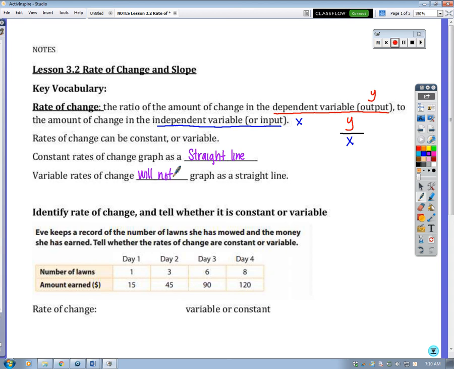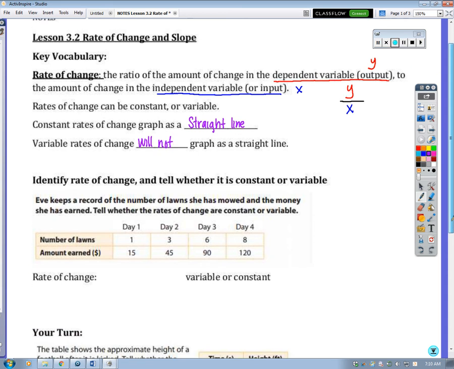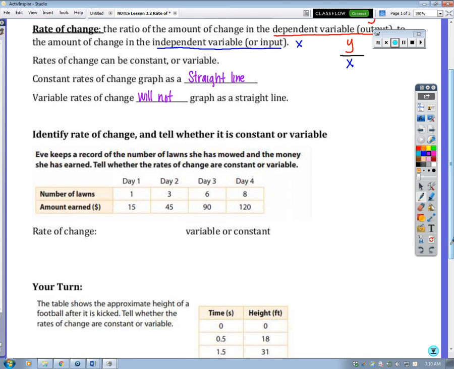So what we're going to do is move into the first practice problem, which is identify rates of change and tell whether it is constant or variable. What we do when we're identifying rates of change is exactly what it told us up here. We're going to compare the ratio. We're going to look at the ratio of the amount of change in the dependent variable, which we need to identify, and the amount of change in the independent variable.